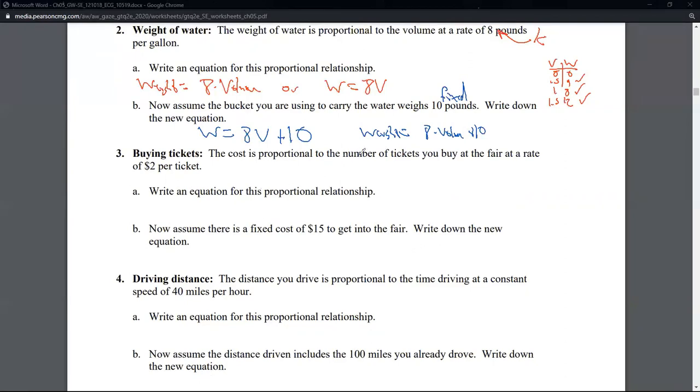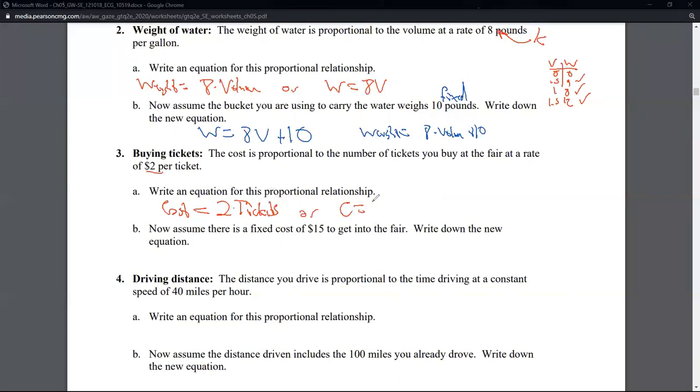The cost is proportional to the number of tickets you buy at the fair at a rate of $2 per ticket. So we go cost equals, and it's proportional, so the next thing is just going to be a number times a variable. And the number is very clearly the $2 per ticket. That's the per, so that's the thing that goes in front of your variable. And then per ticket, so 2 times the number of tickets. It doesn't say 2 tickets, it says 2 times the number of tickets.